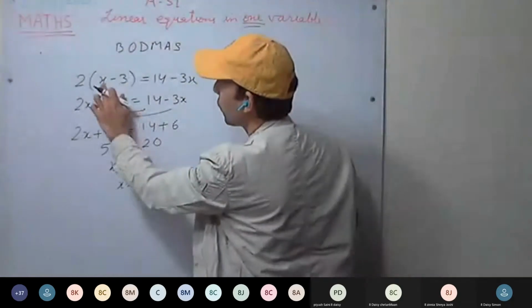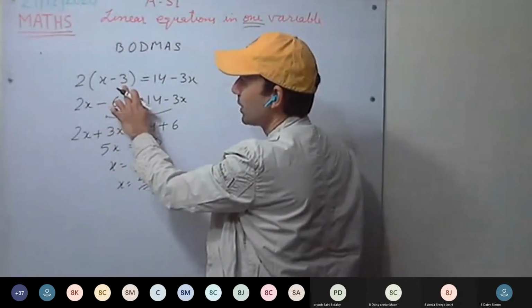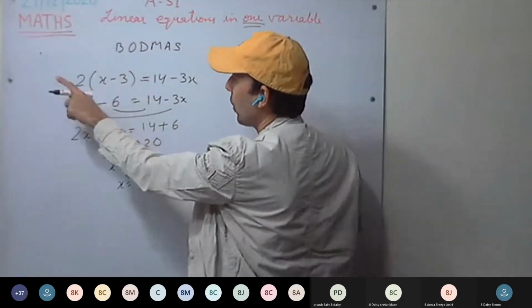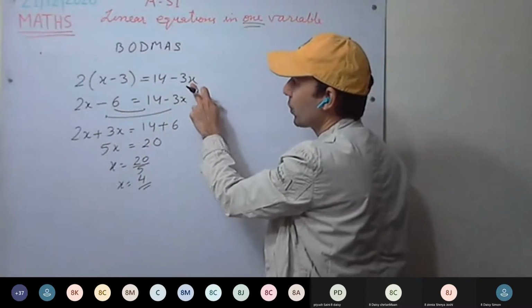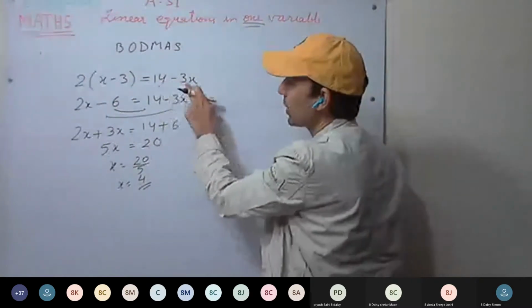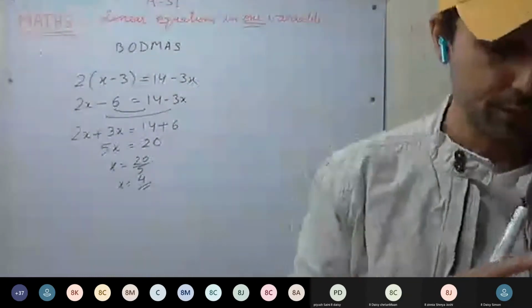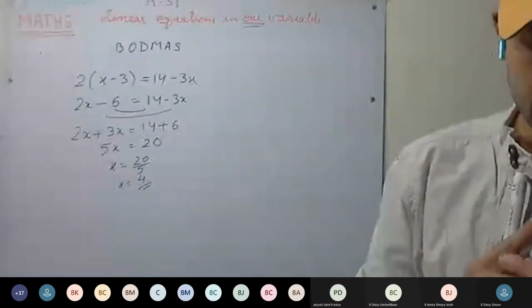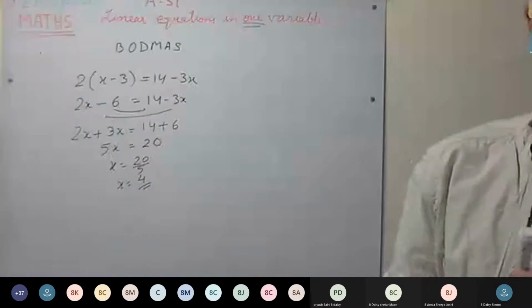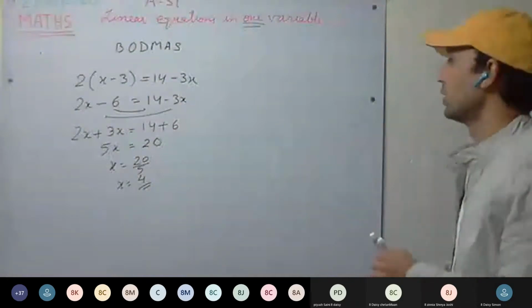You can verify also. How? Put 4 here. 4 minus 3, how much? 1. 2 on the left hand side. Here 4 sixes are 12, 14 minus 12 is 2. So the left hand side is the same as the right hand side. Hence we have verified. Okay. Do the next one now.